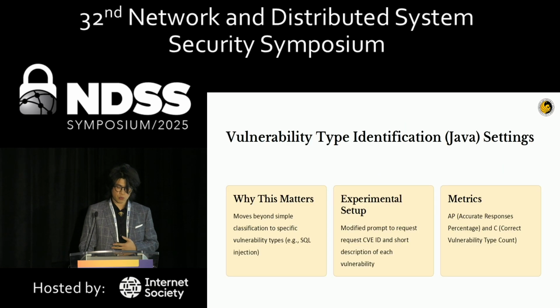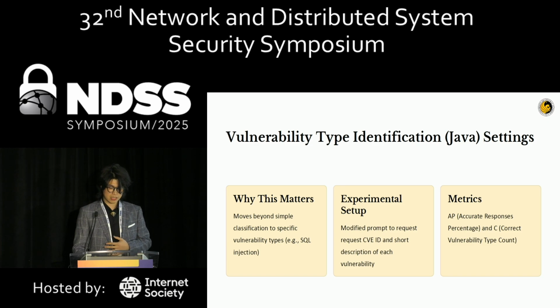After testing whether the models can detect vulnerabilities at all, we pushed them to identify which type of vulnerability exists. We only focus on the files that are known to be vulnerable because it makes little sense to classify a type in non-vulnerable code. The prompt now asks for a CVE ID and a short description. And we measure two metrics: AP, did the model still flag the file as vulnerable, and C, did it name the correct type?